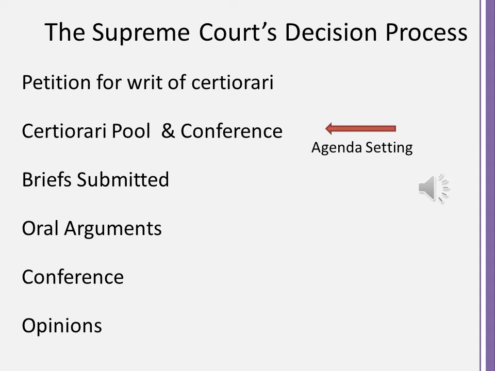After oral arguments, the justices meet once more in conference, where they discuss the case, the briefs, and they vote. They make a decision. After the conference, the justices go back to their chambers and begin drafting their opinions. And these opinions are the things that really matter. Opinions are where the United States Supreme Court justices say which side wins and explains exactly why.